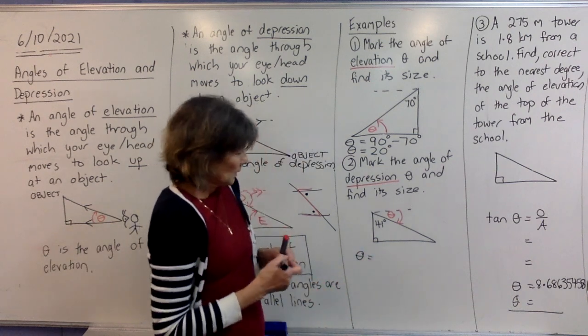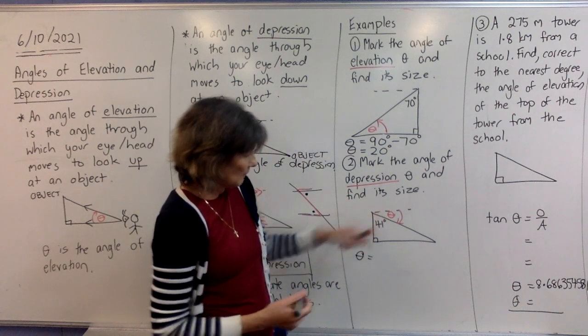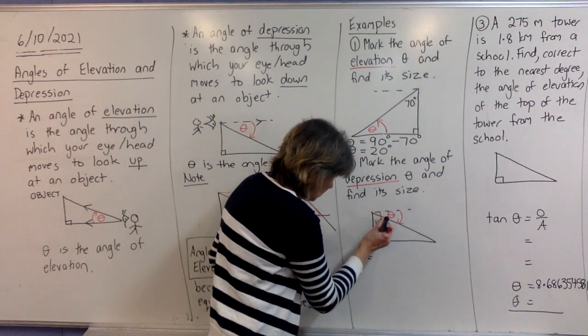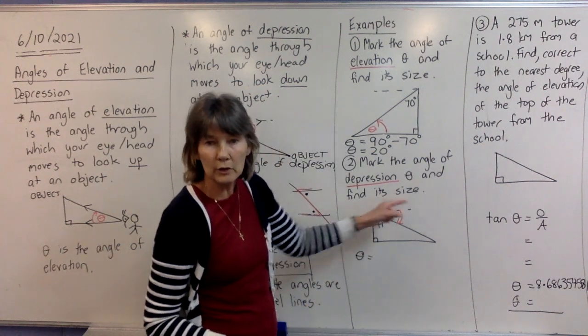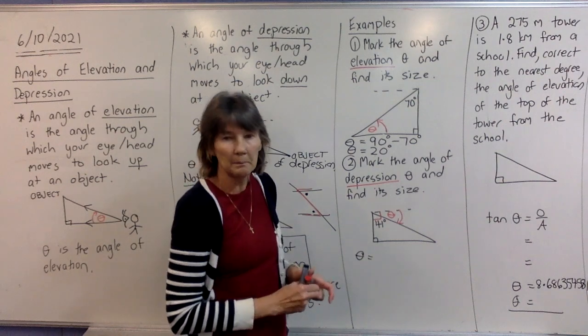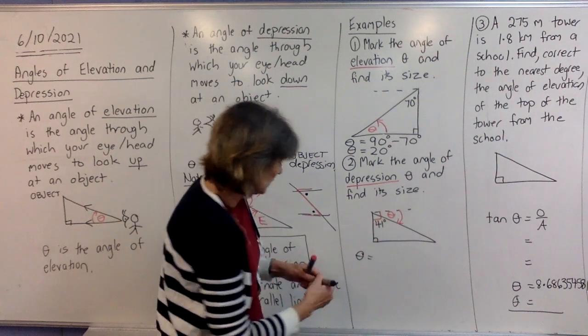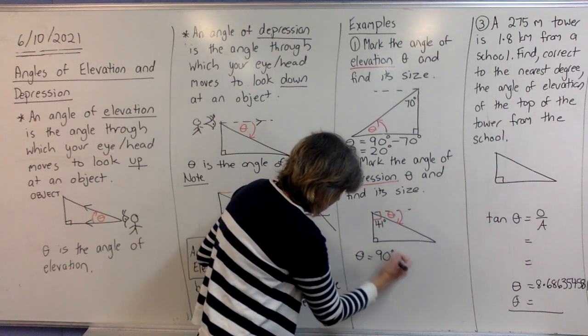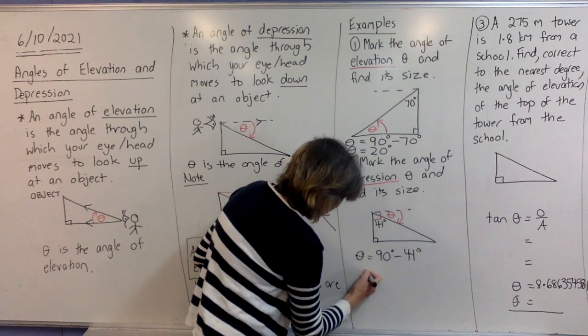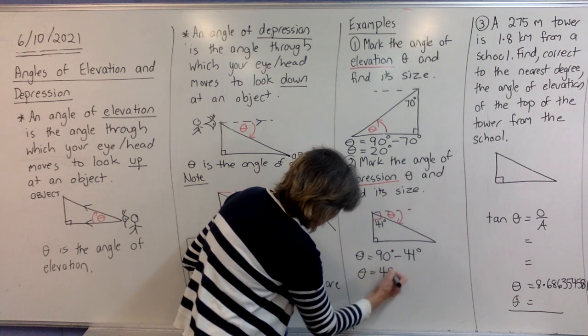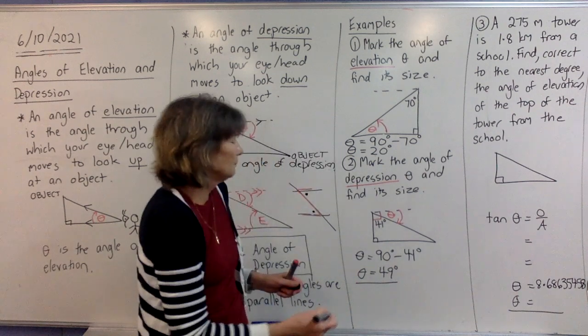Now, these two angles here make up a right angle because you've got a vertical line and a horizontal line, so there's a right angle between them. So to get that angle there, we're just going to take it off 90, and that will leave us with 49 degrees for theta.